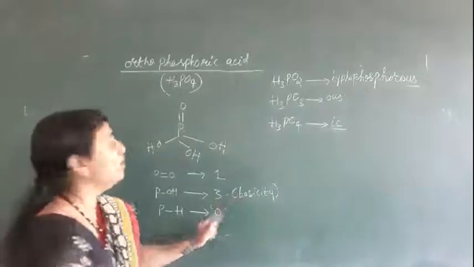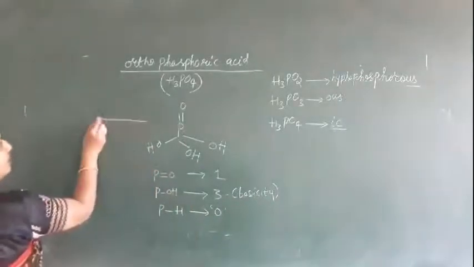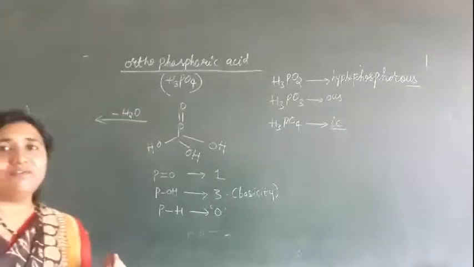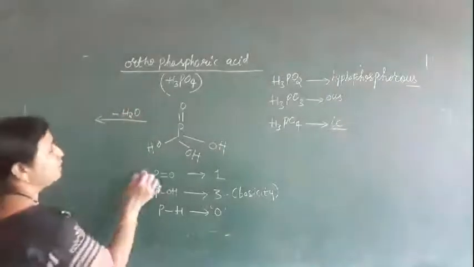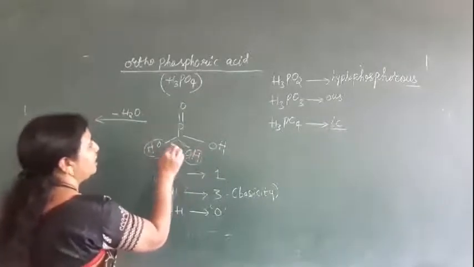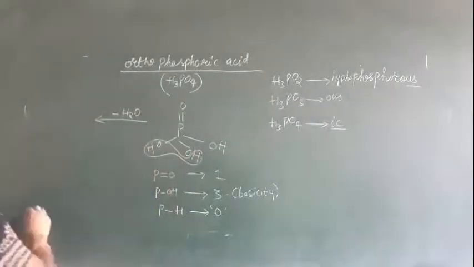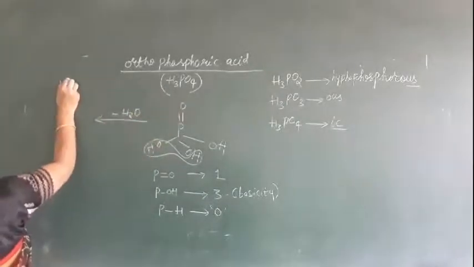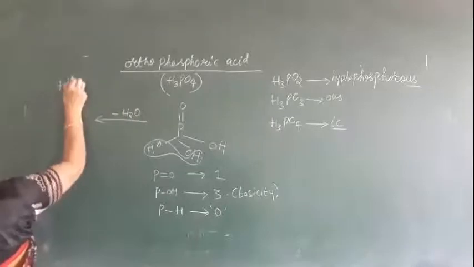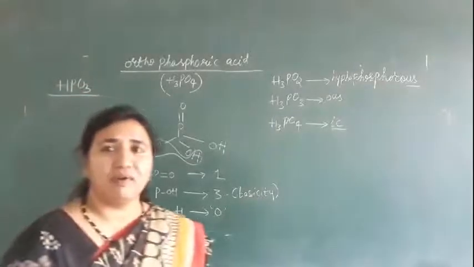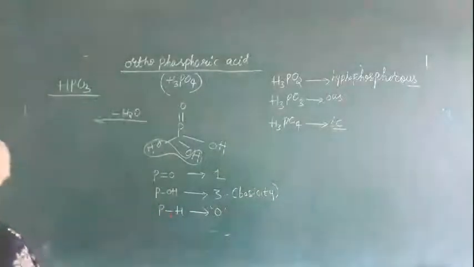Okay. Now in this phosphoric acid, if we remove a water molecule, meaning one OH and H, then what will we get? We are removing H2O, so we will get HPO3. What is its name? This is called metaphosphoric acid.